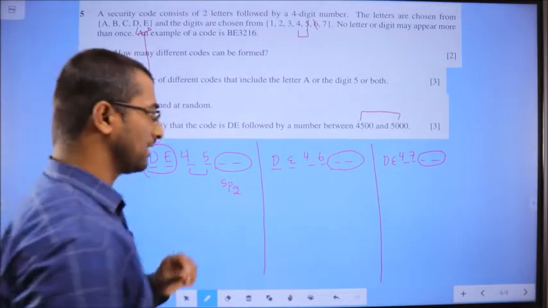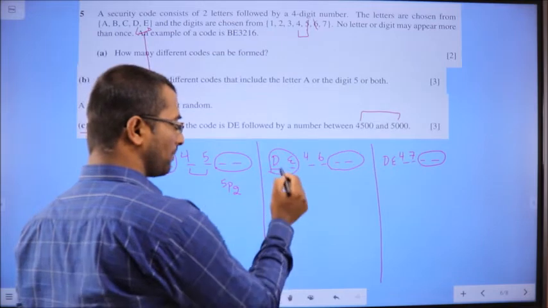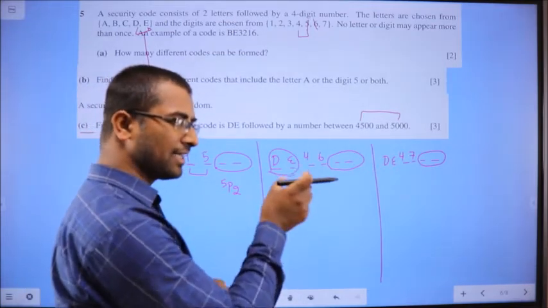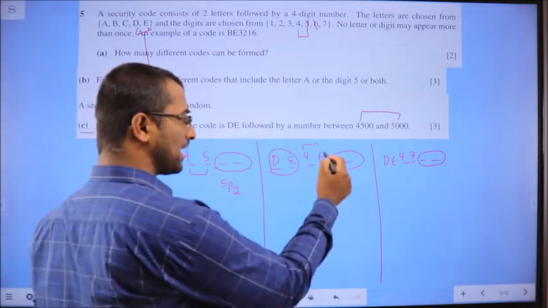Okay, same thing. DE is fixed here. I don't need to select any other letter. 4 and 6 are also fixed.